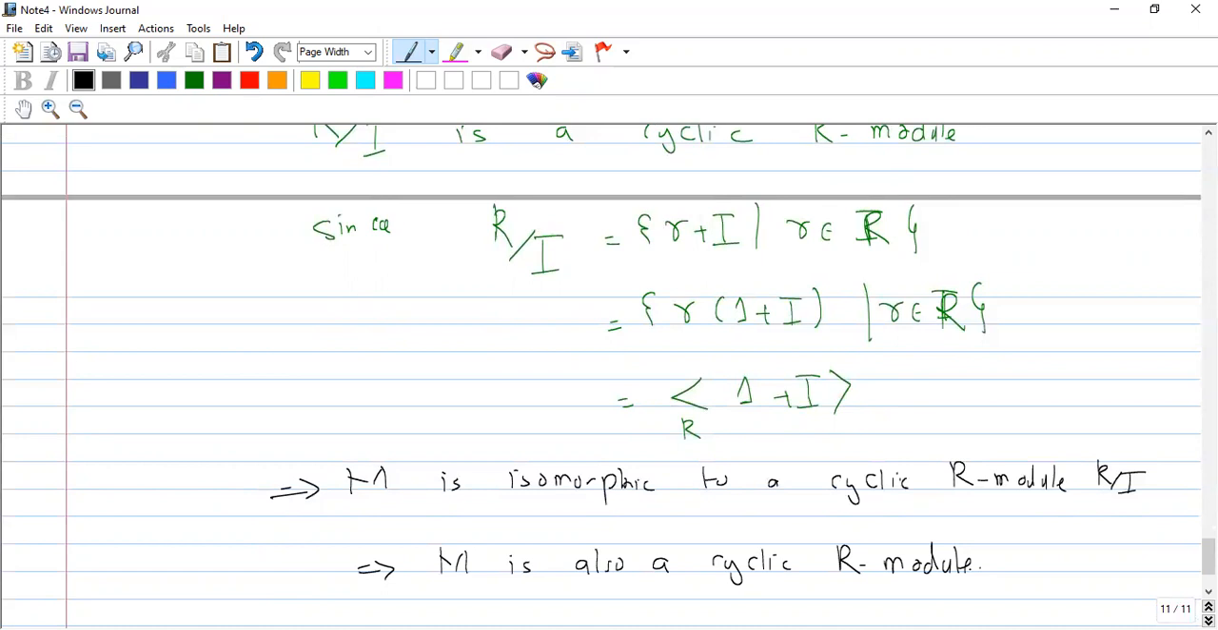Okay, so here we have just done the classification of cyclic modules. We now know two things: every cyclic module M is isomorphic to R over the annihilator of M in R. And also we have seen that a finitely generated module can be written as a finite sum of cyclic R modules.